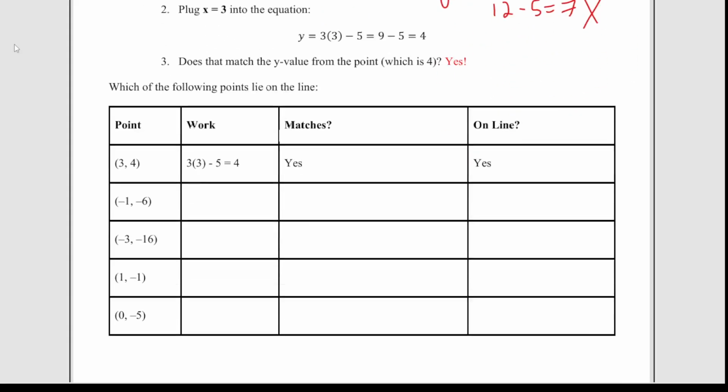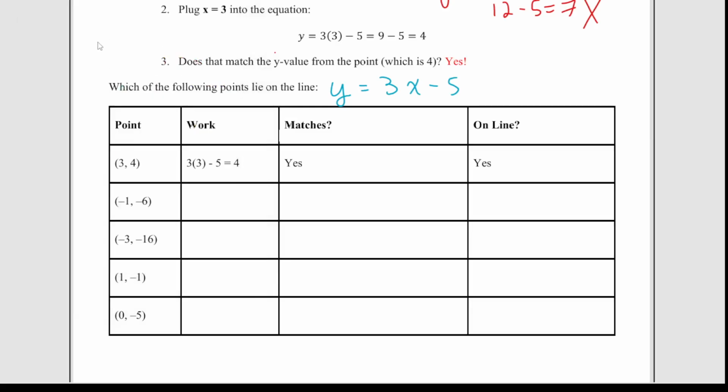So with that in mind, keep in mind that the line's equation in this case is y equals 3x minus 5. Go ahead and check which of these points is on this line and which one is not. Some will be and some will not. So pause your video and then check in to compare your answers with what we get.